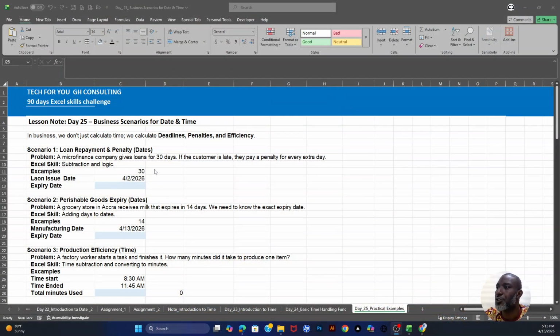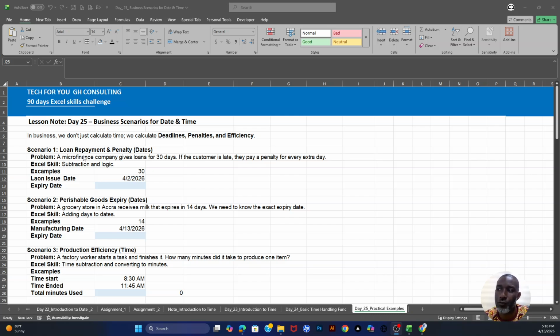All right, so you are warmly welcome to the practical session of dates and times, and we are going to look at some business scenarios here. In business, we don't just calculate time, we calculate deadlines, penalties, and efficiencies. So if you say it's time that you are calculating, you may be wrong. Scenario one could be loan repayment and penalty days.